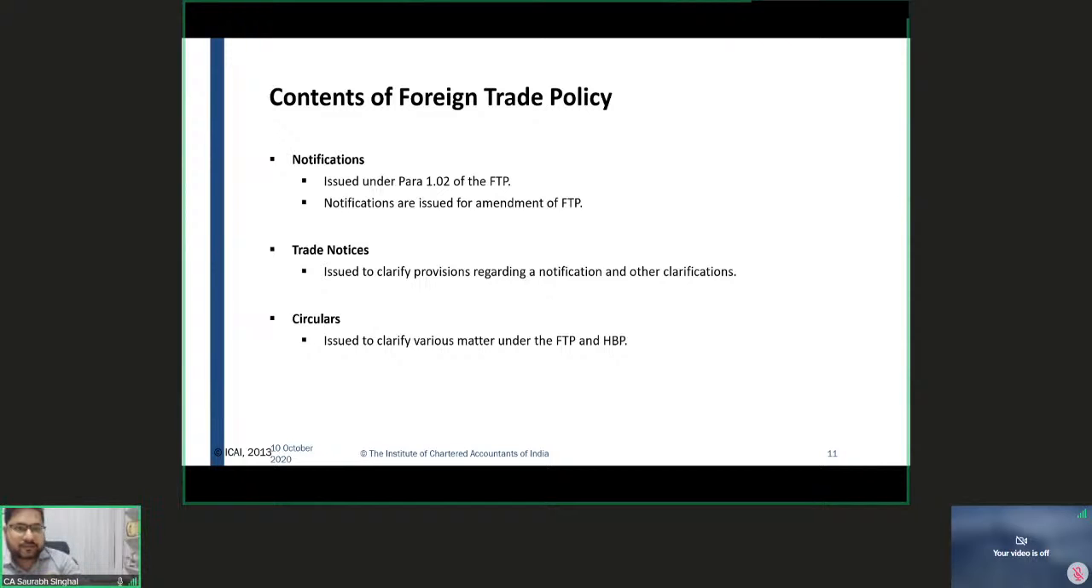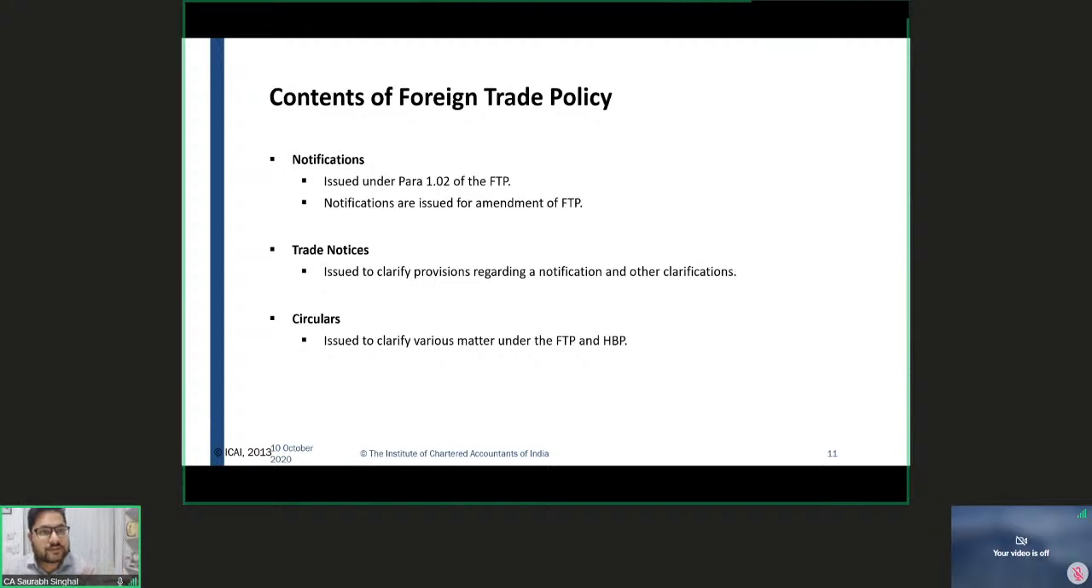Now we were on public notices. So public notices are issued under the foreign trade policy to give out certain procedures by the DGFT. Whereas notifications are issued under 1.02 of the foreign trade policy to amend the foreign trade policy. Then they also issue other documents. If you go to the DGFT website, you will find FTP, HBP, CION norms. Then you will have public notices. Then you will have notifications.